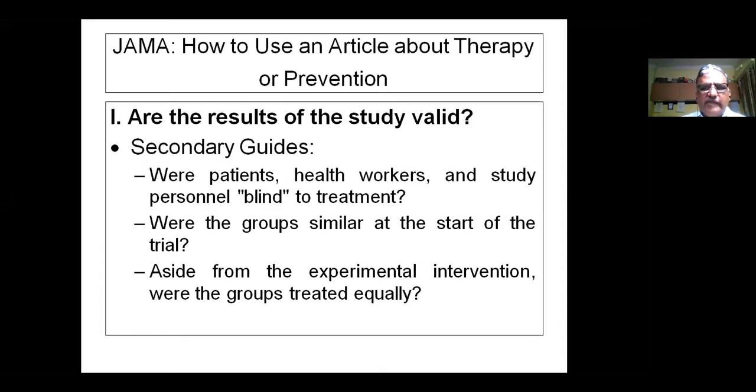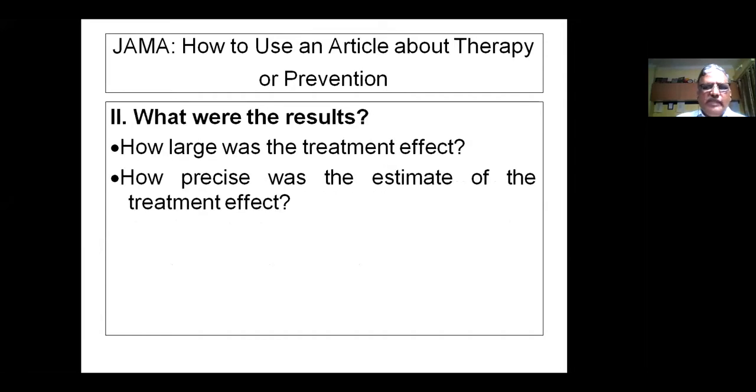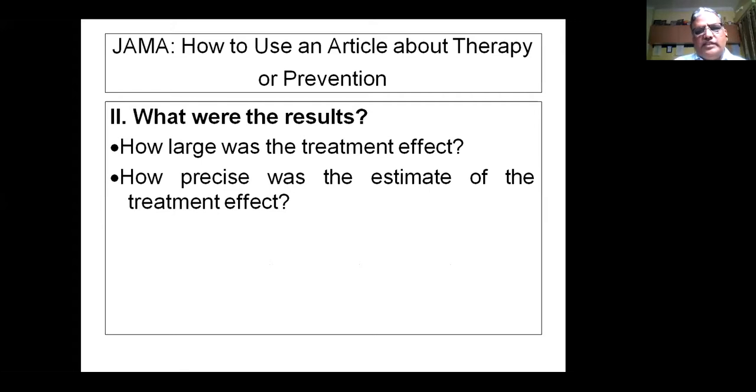Once you are satisfied with the primary and secondary guides for the first question, then you would see what the results are. How large was the treatment effect, how much was the difference: 1%, 2%, 10% favorable? And also don't look at only one number, but also look at its confidence interval, best case scenario and worst case scenario, 95 of 100 times, what would be the confidence interval.